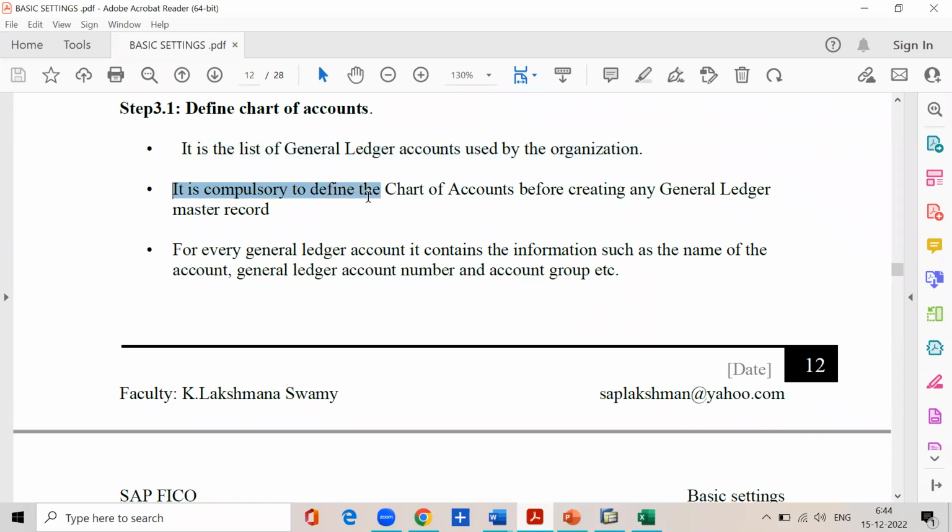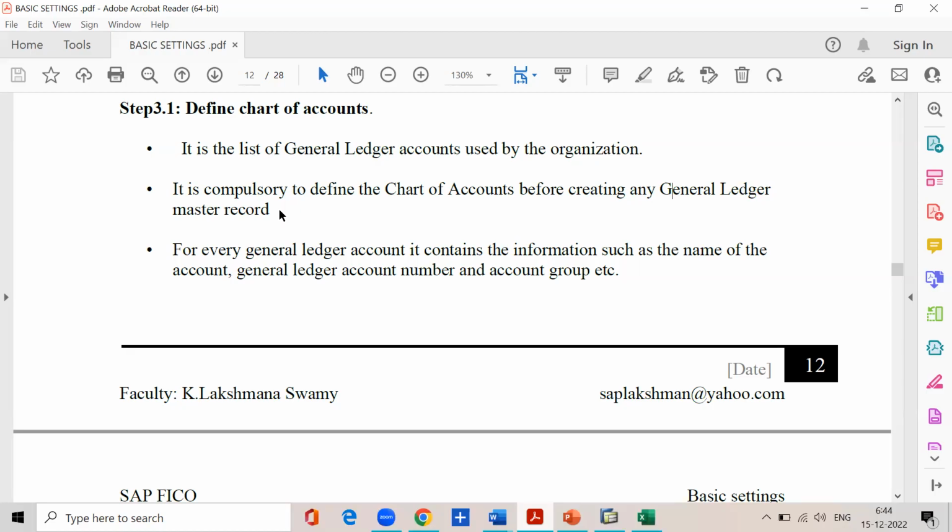It is compulsory to define the chart of accounts before creating any general ledger master record. So in the general ledger accounting, we create the general ledger master record. For the time being, master record is nothing but the account. General ledger master record means ledger account, nothing else. In normal accounting terminology, we call it a ledger account. But in IT terminology, information technology terminology, we say master record. What the technical meaning of master record is, we will see later on. For the time being, master record means account.